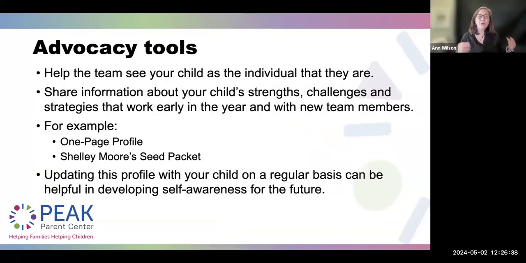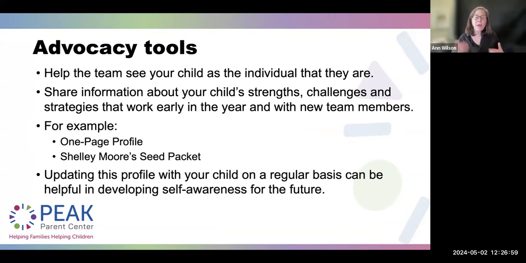So when you're developing this expertise on your child, how can you communicate that to your IEP team? I'm just going to highlight a couple of advocacy tools that you can use. Again, there are many of these, or you can create your own. The point is that you want to help the team see your child as the individual that they are.